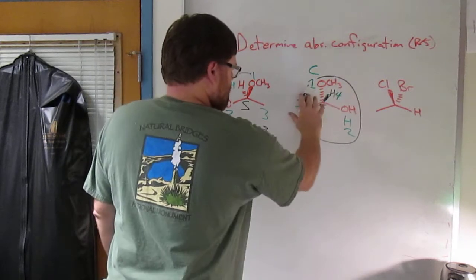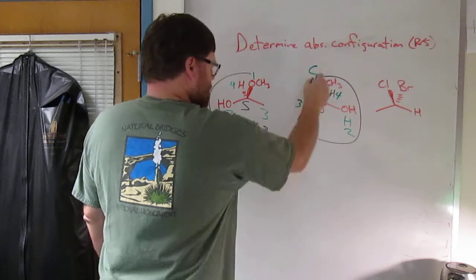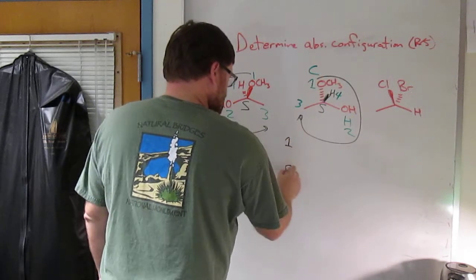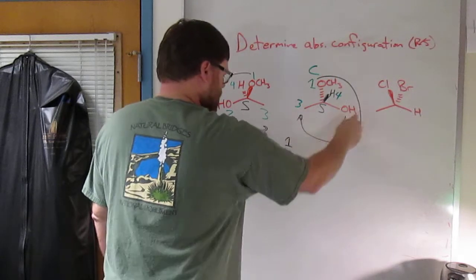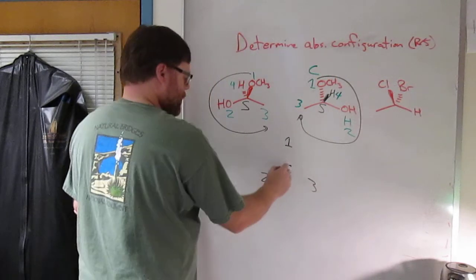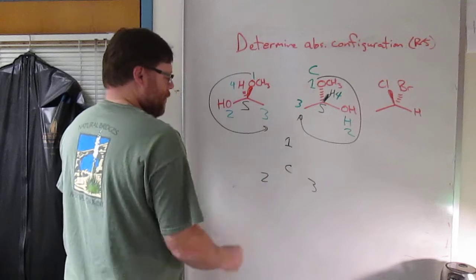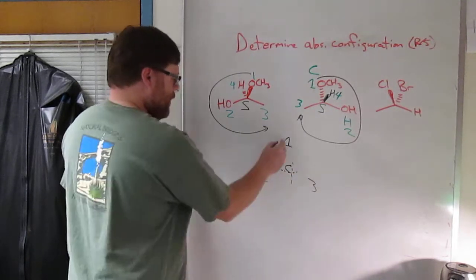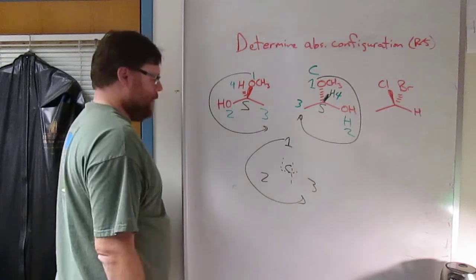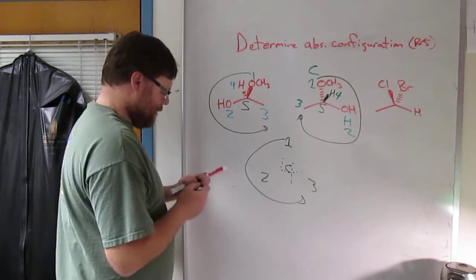So I'm going to turn this over with a 4 group in back. That would leave 1 up here. 2 will come to the right, or to the left. 3 will come to the right. So my 4 priority group is in the back, not shown. Right, 4 is back there, 1 to 2 to 3 now, counterclockwise, so it's S.